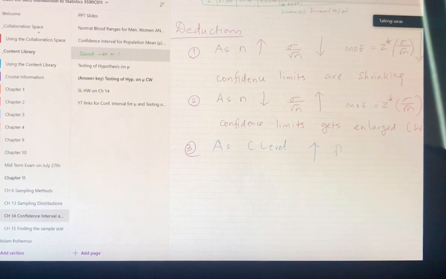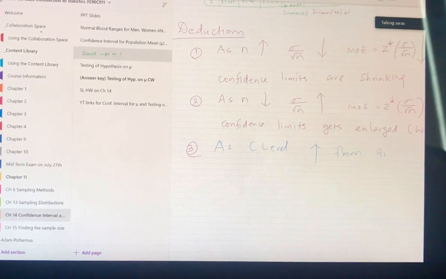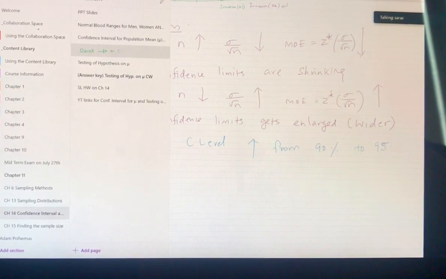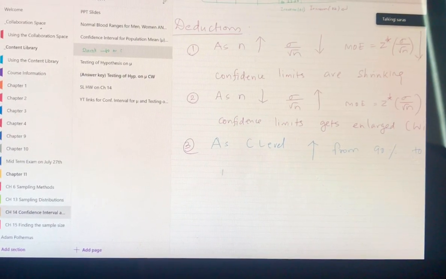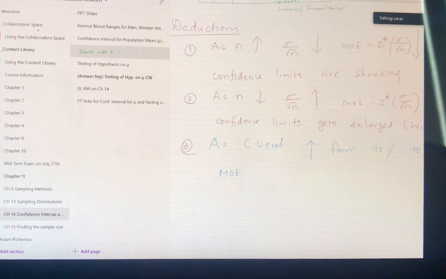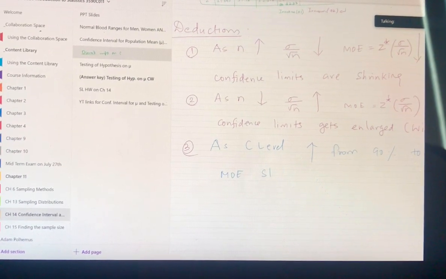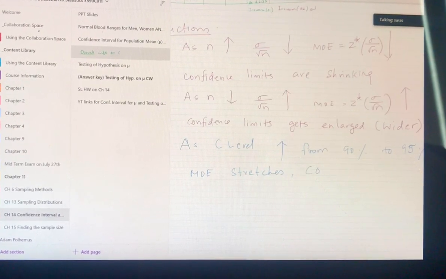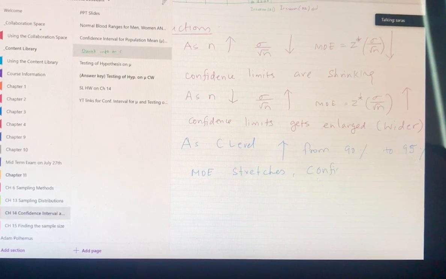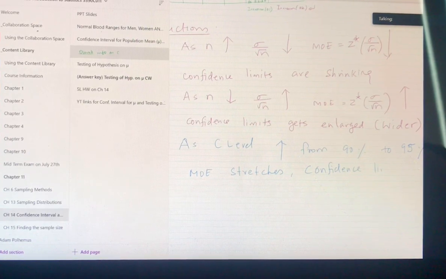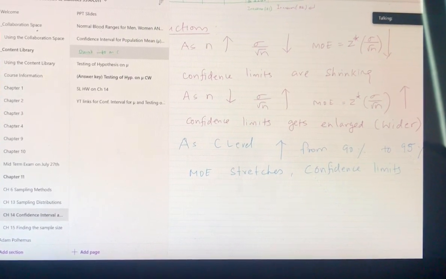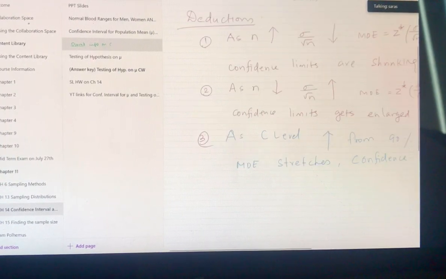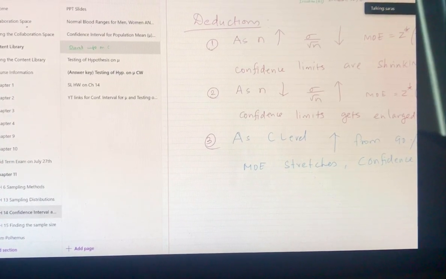All right, the result number 3 is as C level increases from 90% to 99 or 95%, margin of error stretches. And as a result, confidence limits are going to be wider, or it widens the confidence limits, either we can say.